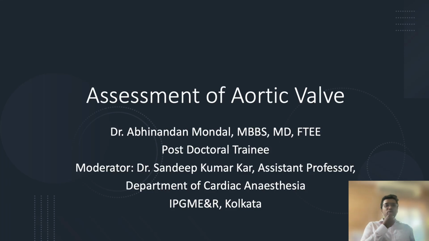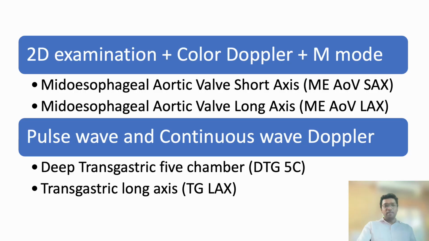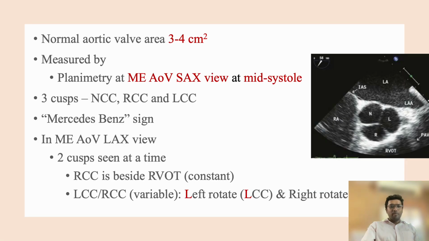We're coming back to assessment of aortic valve. What are the modes and what are the views we have to see for the aortic valve examination? For the 2D examination, color Doppler and the M-mode, we have to see the mid-esophageal aortic valve short axis view and mid-esophageal aortic valve long axis view. And for the pulse wave and the continuous wave Doppler, the deep transgastric five-chamber view and transgastric long axis view, because we can align with the flow.